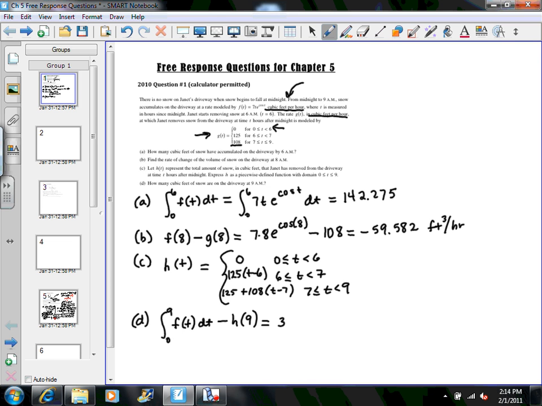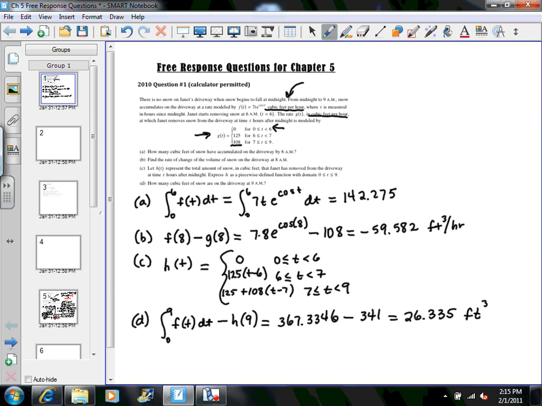Okay, so the first number was 367.3346. And then H of 9 is just 125 plus 108 times 2. So that's 341. So when I do the first thing minus the second one, we get 26.335 cubic feet. You also have to put cubic feet. No, sorry, not cubic feet per hour. Cubic feet. We're talking about the amount of snow that is accumulated.